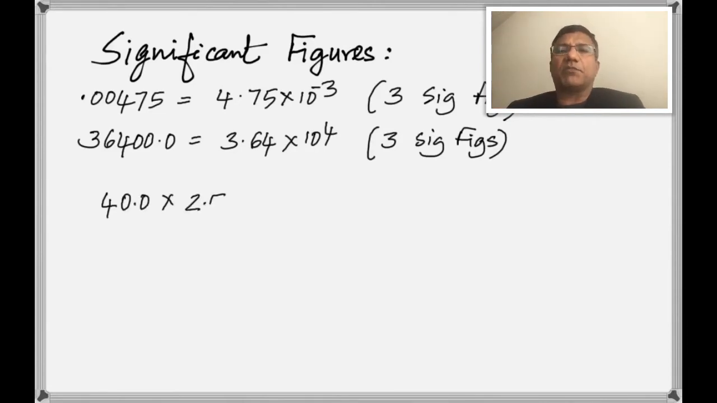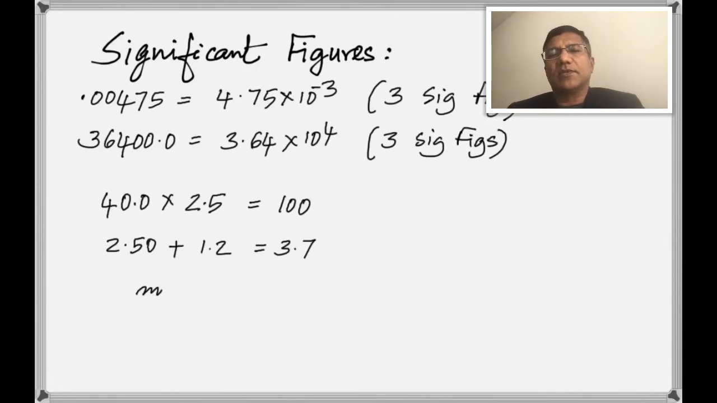Now if you are multiplying 2 numbers, as given in this example, the product should have the least number of significant figures, which in this case is 2. So the answer is 100. But when you're adding two numbers, be very careful that the significant figure rule in this case is the least number of decimal digits. So 1.2 has only one decimal place, therefore the answer should only have one decimal place. So that is the difference.